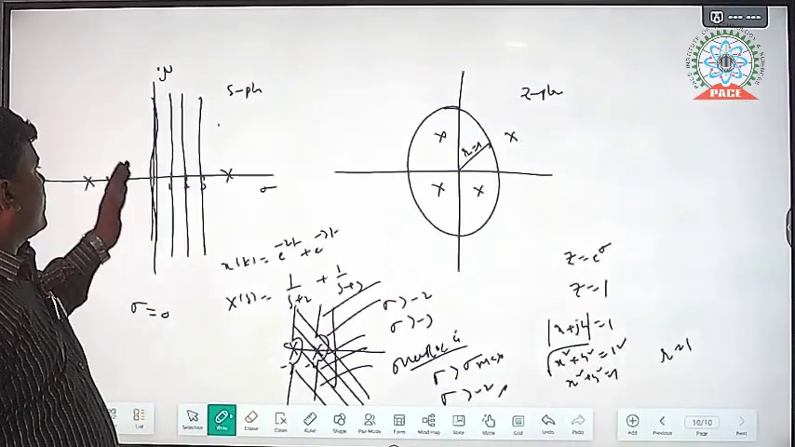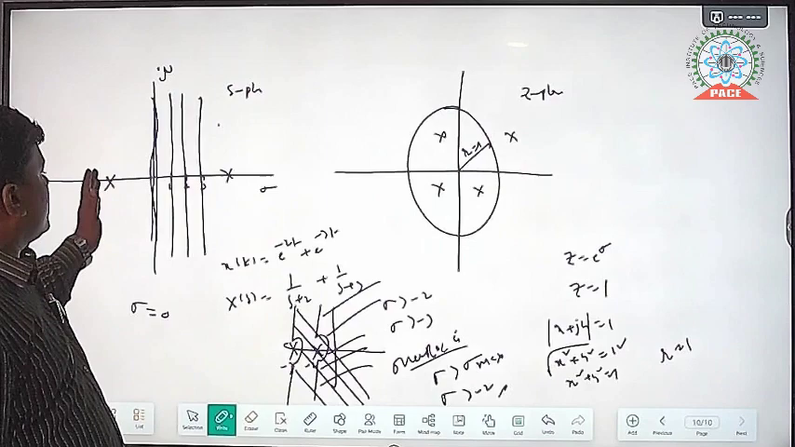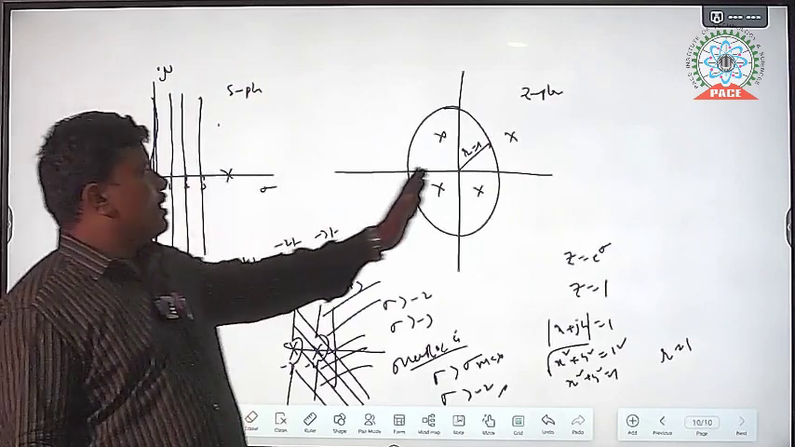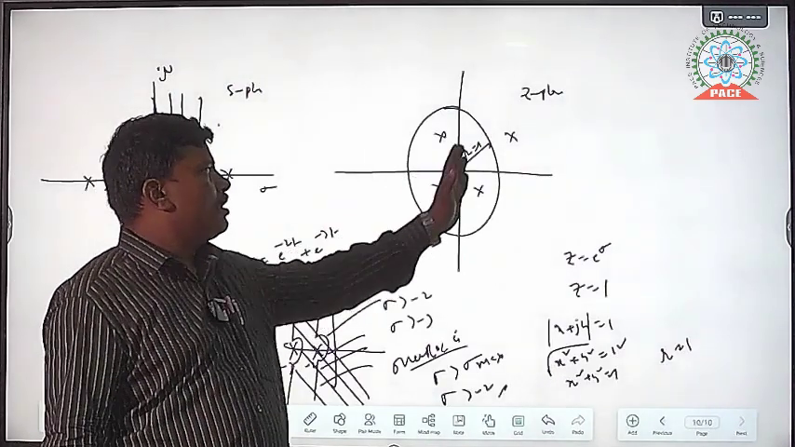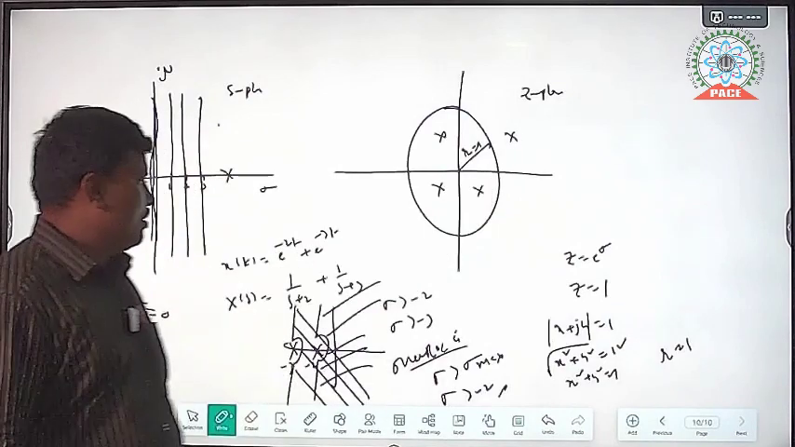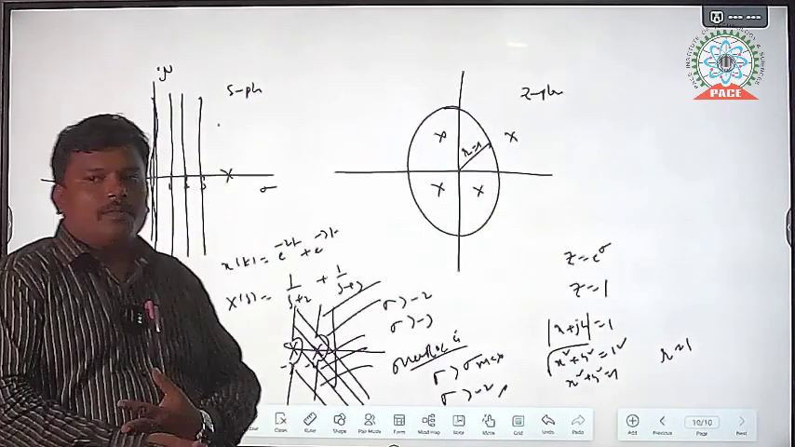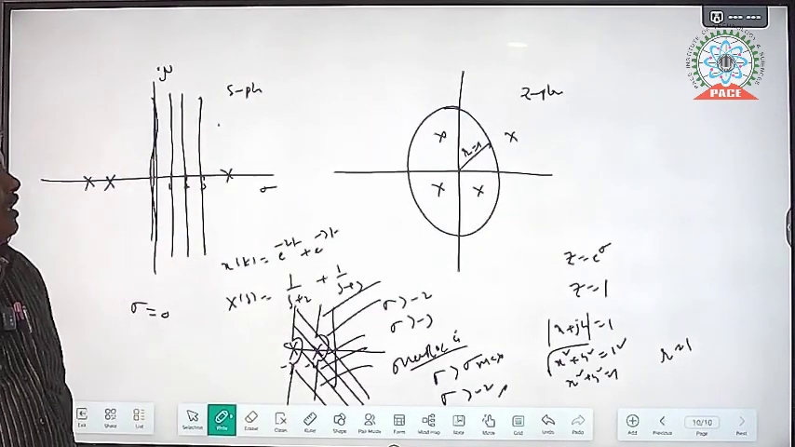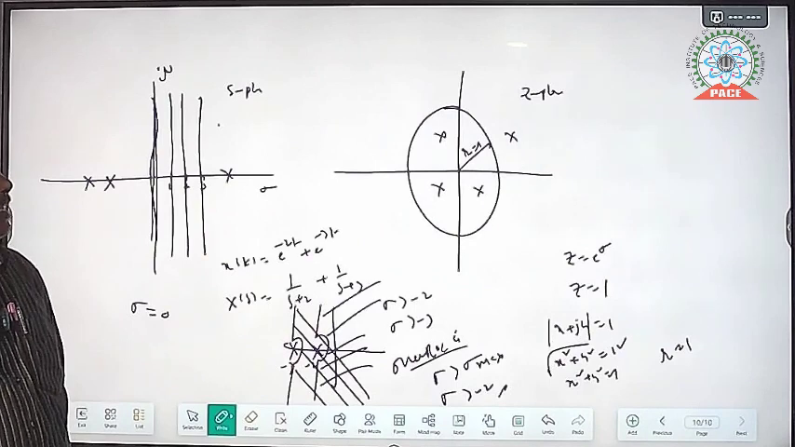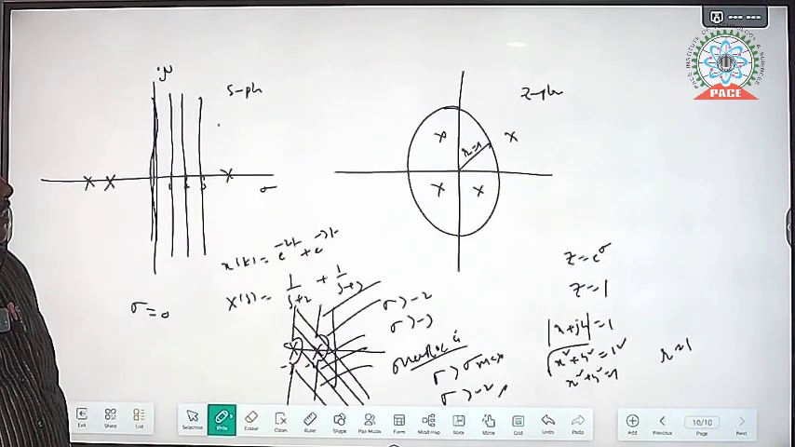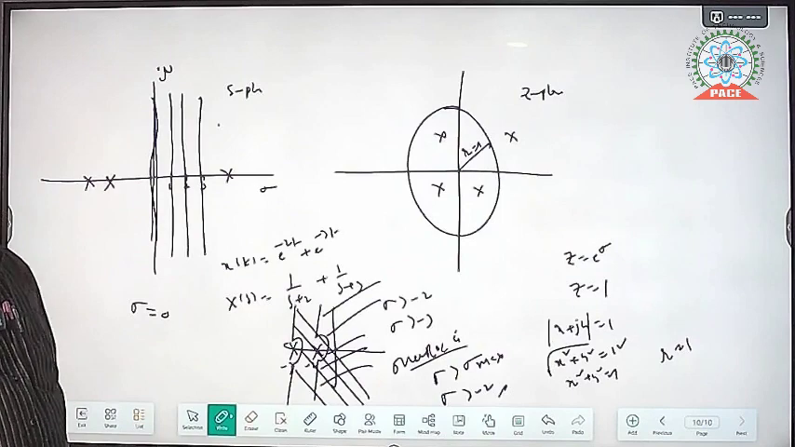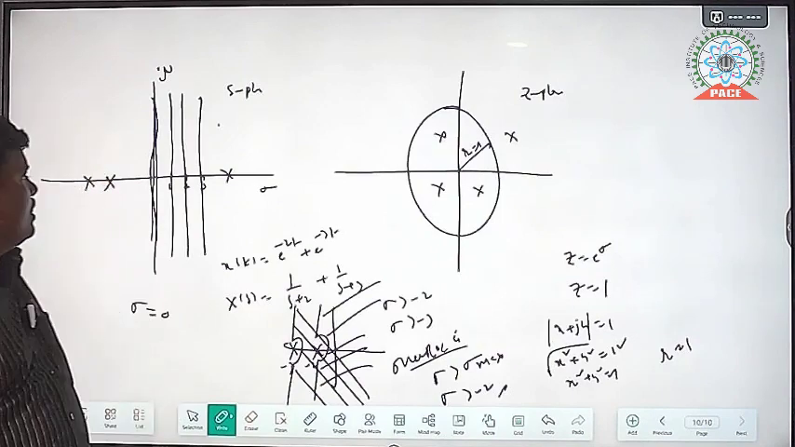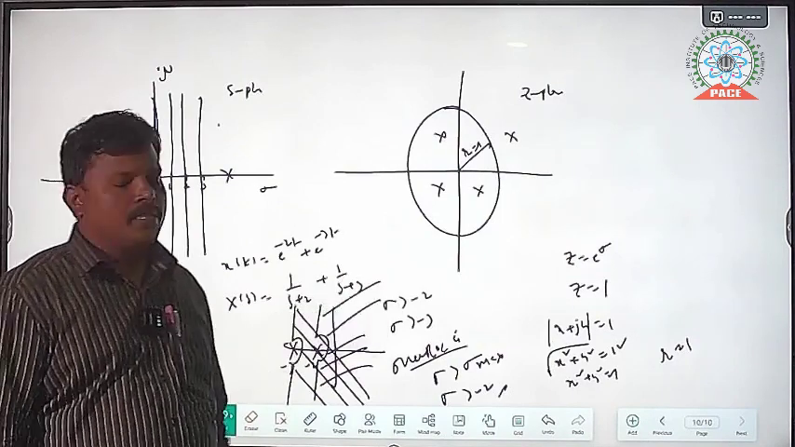Poles on the left side of the imaginary axis are stable. Inside the unit circle is stable, and outside the unit circle is unstable. The Laplace transform is generally used for analog filter design, and the Z transform is used for digital filter design. Both concepts are almost similar: one is for continuous time signals and the other is for discrete time signals. Thanks.